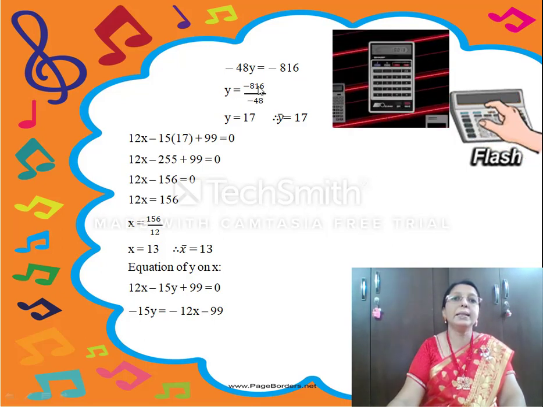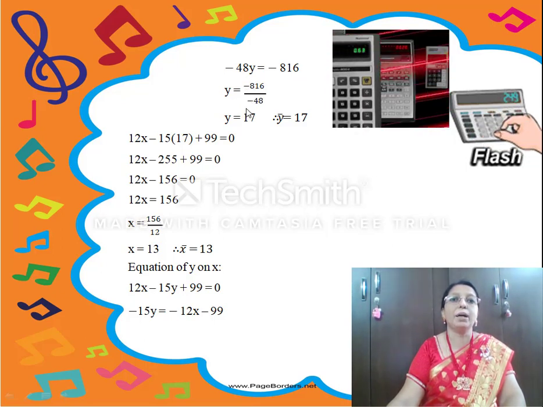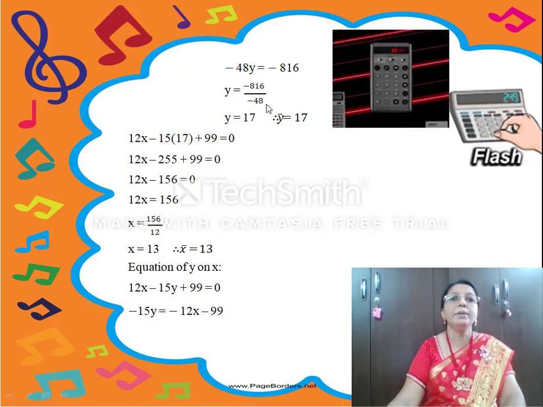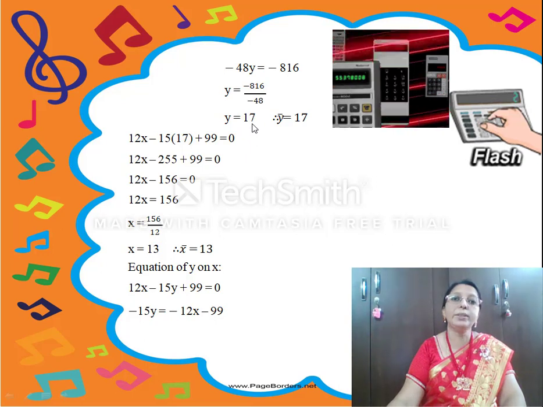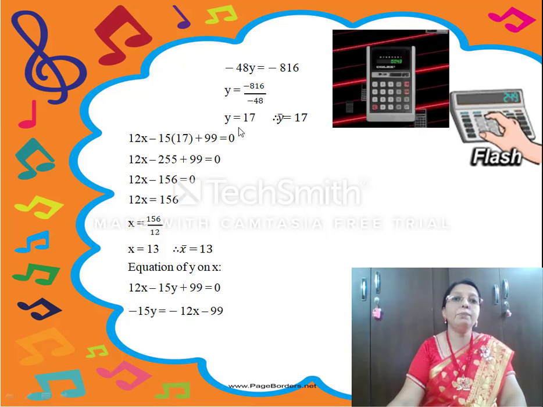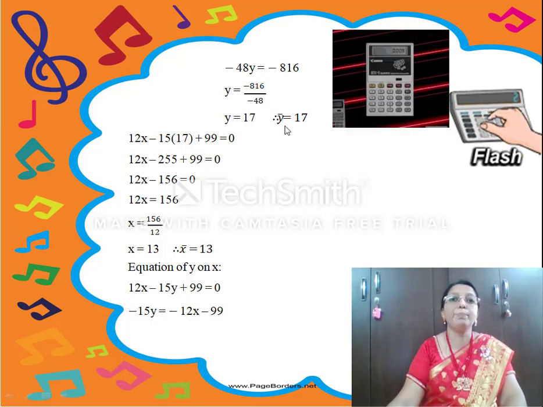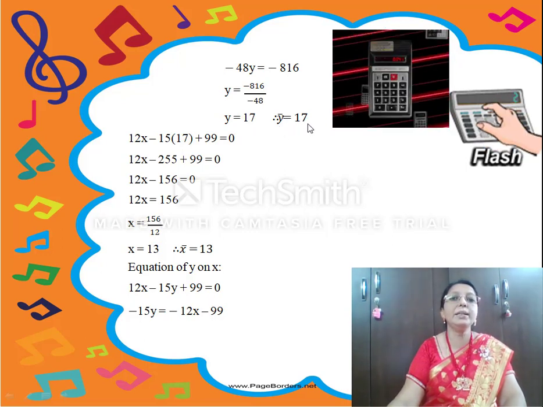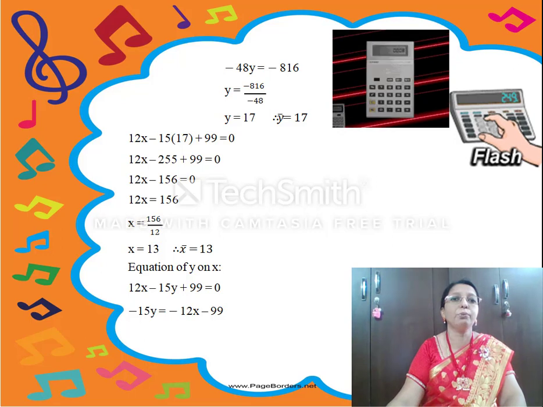Now cancelling this minus and minus, I have y is equal to 816 by 48, y is equal to 17. And whatever value I get for y, that becomes the value of y bar, and so y bar is also 17. That is required to be found in the question.